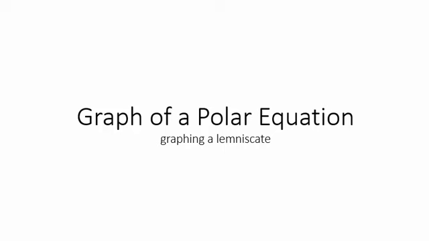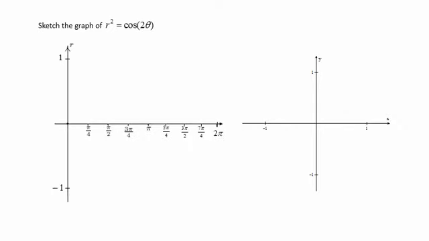In this video, we're going to look at graphing a lemniscate. Consider the equation r squared is equal to the cosine of 2 theta. And to start with, let's graph the right-hand side of this equation in the theta r plane.